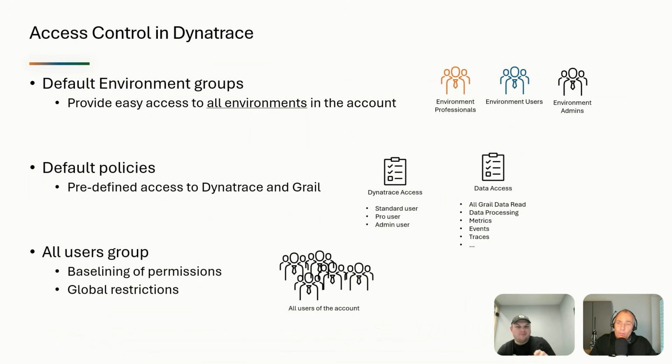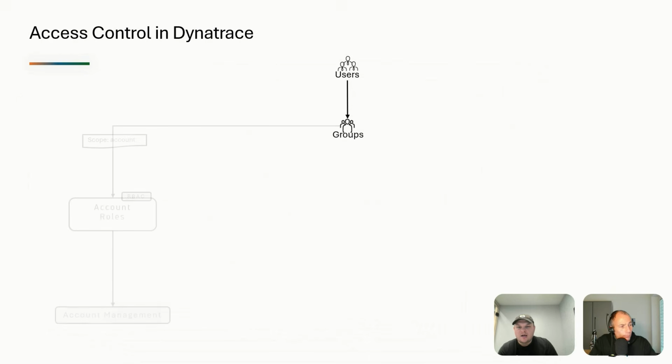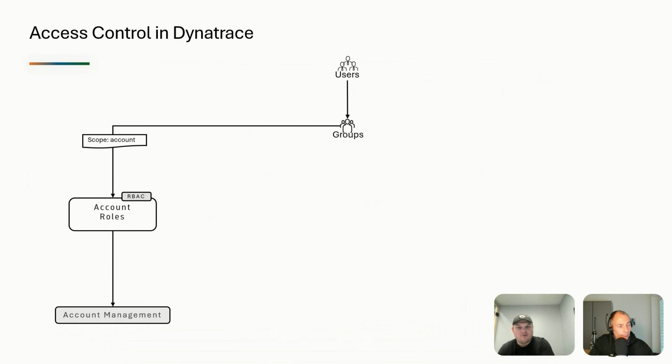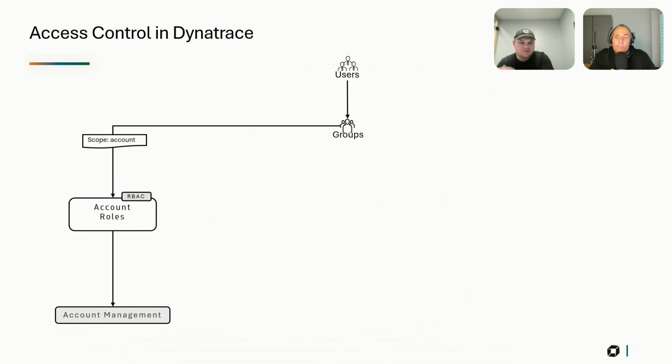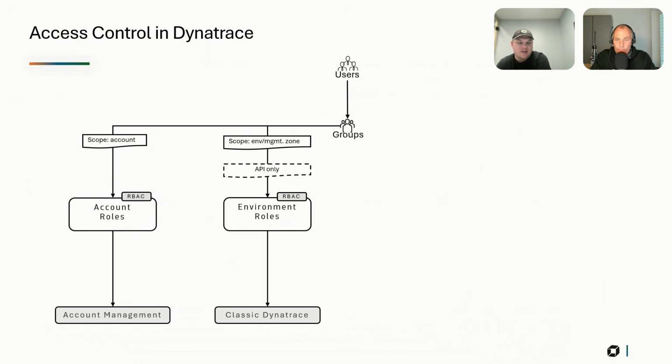So what that shows is that we have a lot of levels of control, but we still want to make it easy for our customers to configure all of that. Quick thing in terms of authorization systems that are currently in place. We still have access to our account management portal, which is a role-based system. We have access to classic Dynatrace, which is also a role-based system.